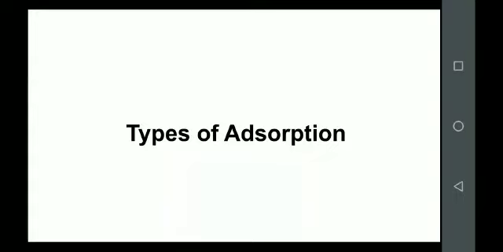Today we are going to see types of adsorption. Adsorption is a phenomenon in which a substance accumulates on another substance. The substance which gets accumulated on is known as adsorbent, and the substance getting adsorbed on the adsorbent is called adsorbate.